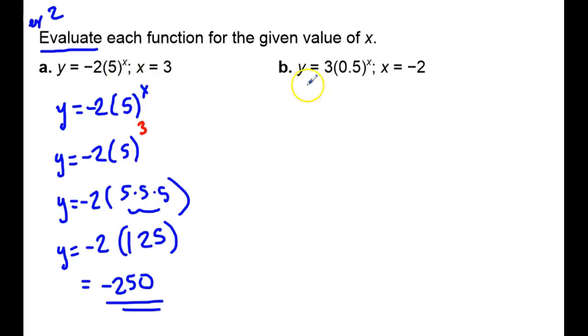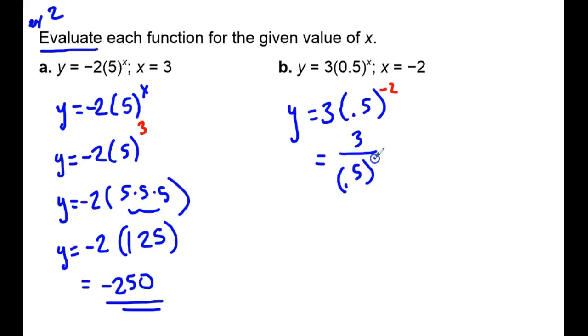Now let's look at part b. I've got y equals 3 times 0.5 to the x. And here I'm told that my x is negative 2. The first step I need to do is deal with my negative exponent, because I don't like having negative exponents. So the 3 stays where it was, the 0.5, and I always want to keep things in parentheses, squared. Now I have 3 divided by 0.5 times 0.5, which gives me 0.25.